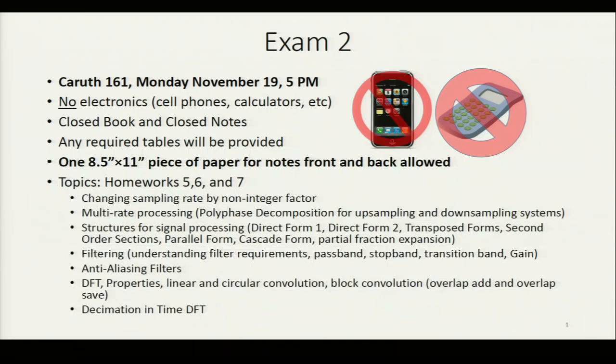The polyphase decomposition for upsampling and downsampling systems. There are 2 general-purpose block diagrams that would describe either case, so make sure you have those. The structures for signal processing: direct form 1, 2, and transposed form, and know what those are in second order sections. If I ask you to put something in a parallel form, direct form 2, understand what that means if you use a second order section, and so forth. Obviously, sometimes you might have to do partial fraction expansion, but that's no biggie because you've done that before, though you may have to use it again.